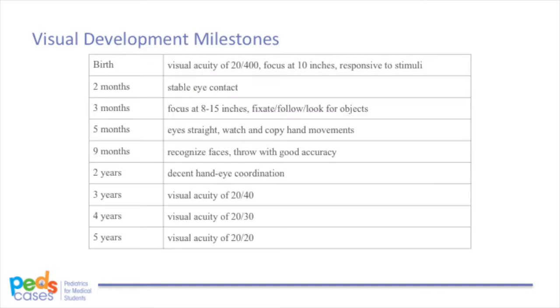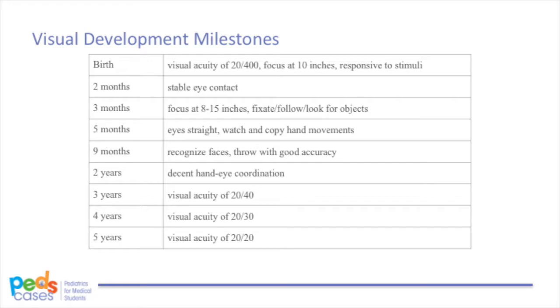First of all, let's quickly review some key visual developmental milestones. Here's a chart that summarizes important milestones. Let's go over them. At birth, newborns have a visual acuity of 20/400. They can focus on objects at 10 inches in front of their faces and blink in response to bright light. They also respond to movement.